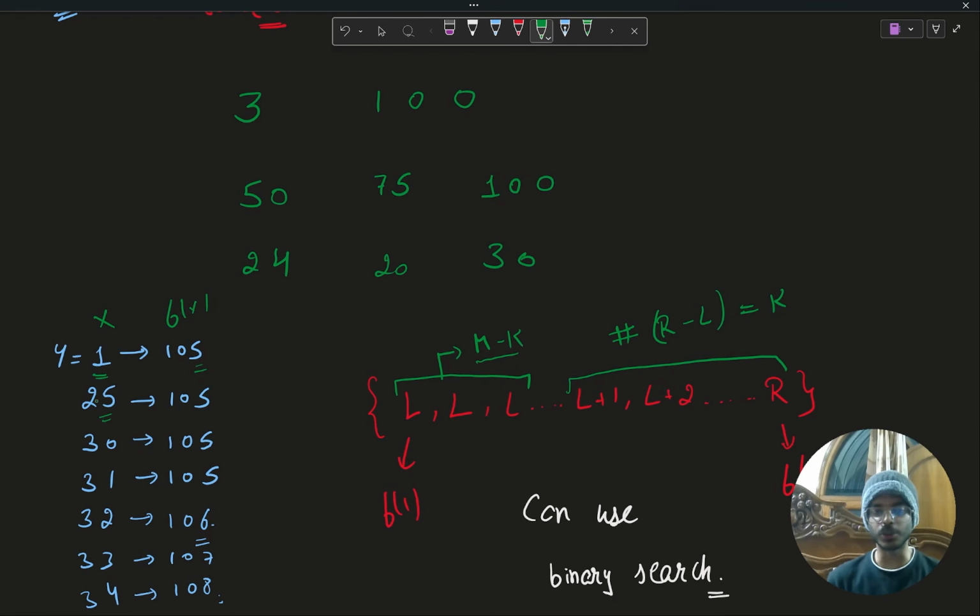Now for 25 also, it would be the same, right? So for x equal to 1, our y became equal to this 50 in the very first step.